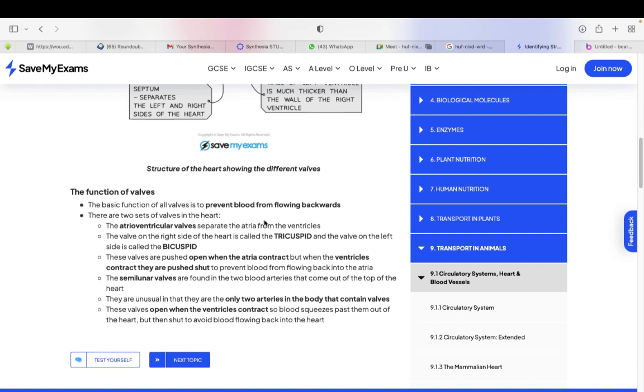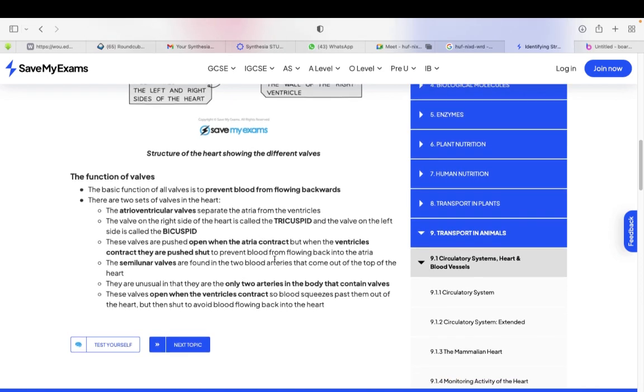Now, there are two sets of valves in the heart. Let's take a look at these two sets of valves found in the heart. One is the atrioventricular valves, the valves responsible for connecting atrium and ventricle. They separate the atria from the ventricles. From the name, you can tell the functionality.